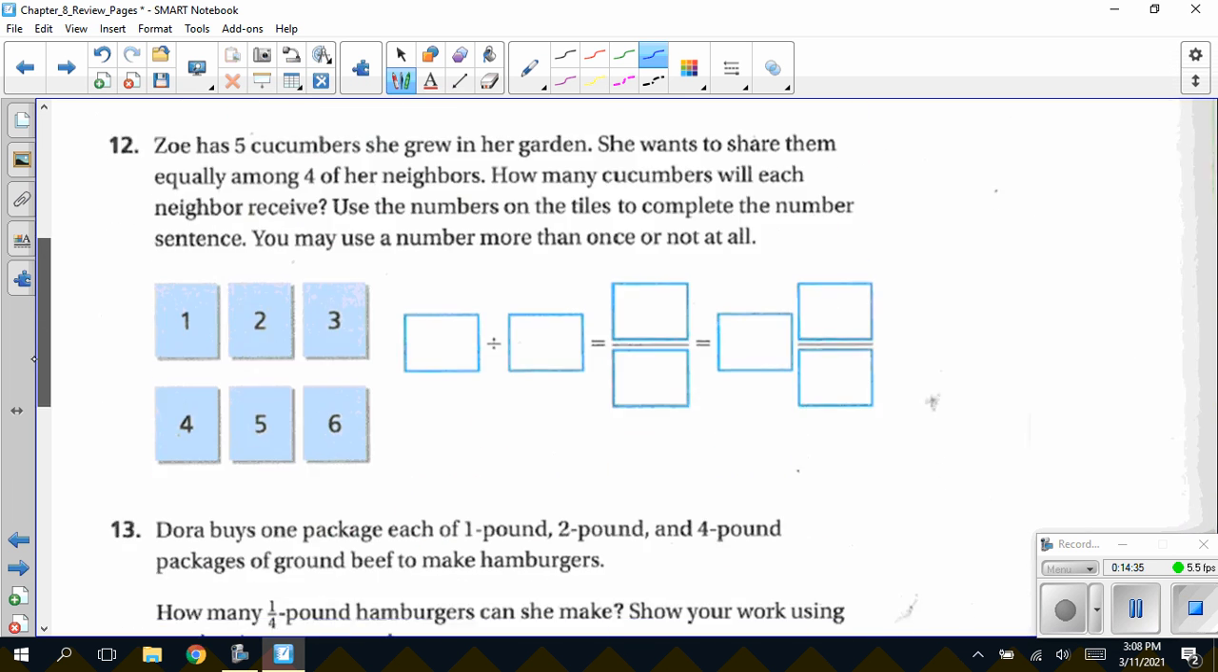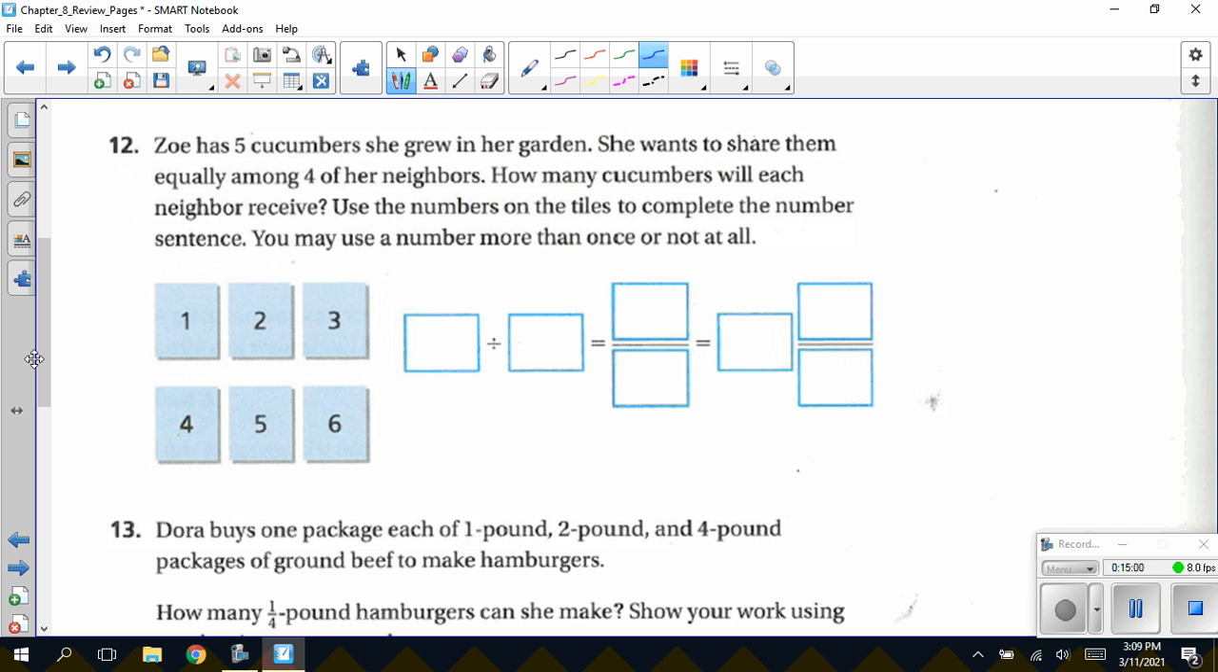Moving on to question number 12. Question number 12 says Zoe has 5 cucumbers she grew in her garden. She wants to share them equally among 4 of her neighbors. How many cucumbers will each neighbor receive? Use the numbers on the tiles to complete the number sentence. You may use a number more than once or not at all.